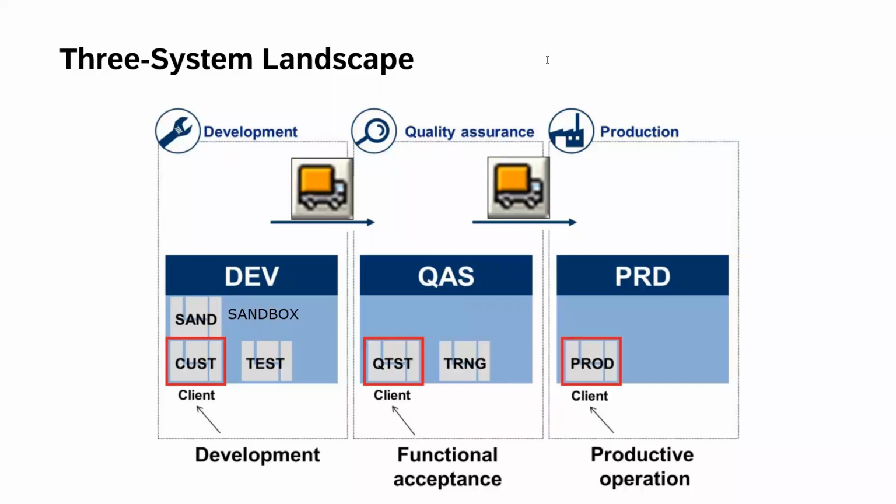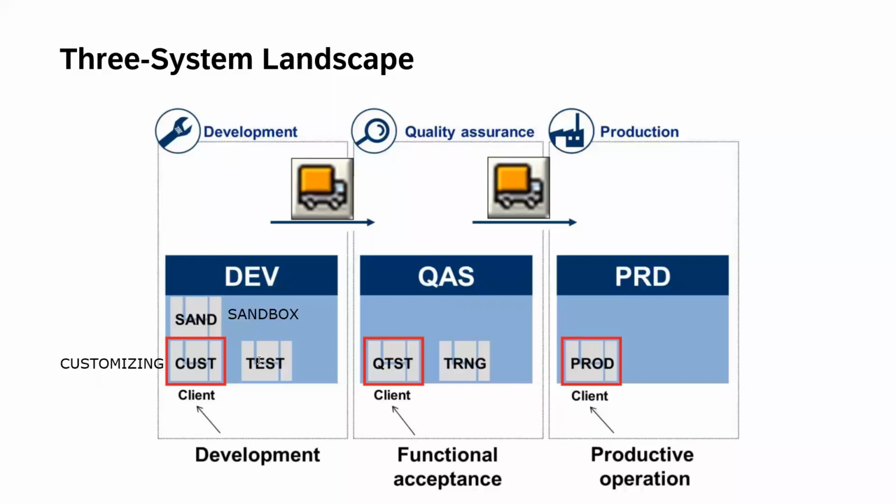Customizing client means whatever changes you have to make must be made in this client. You can also call it a golden client. Golden client means whatever changes you want to move from your development to your quality system will be made in the golden client. After making the changes there, they will be transported to your next system. So this is your customizing client.